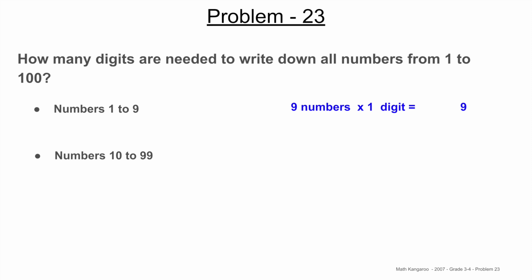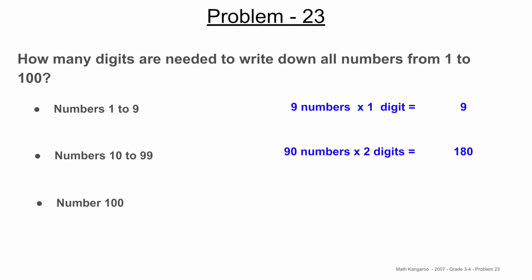Second group. Numbers 10 to 99. They are all 2-digit numbers. There are 90 numbers from 10 to 99. Each number has 2 digits. So total digits is equal to 90 numbers times 2 digits, which gives us 180.